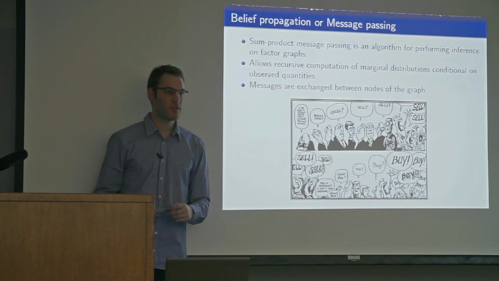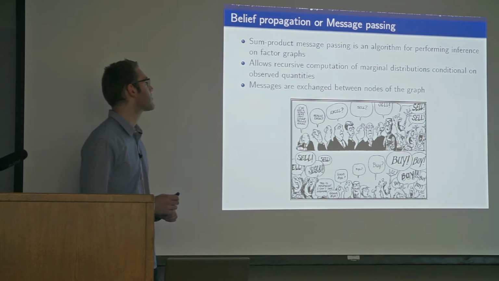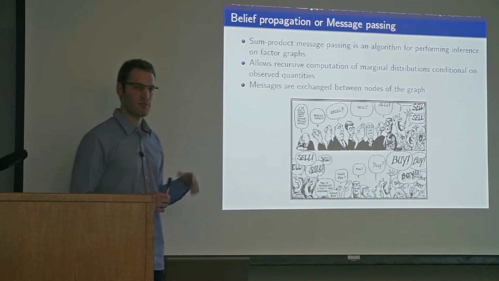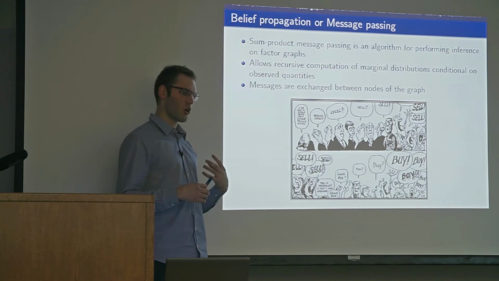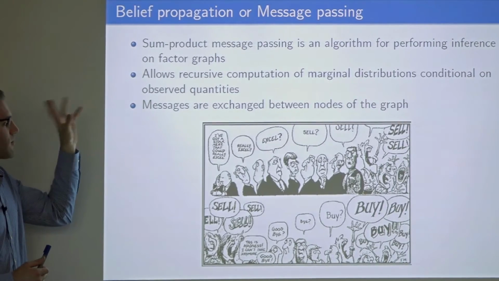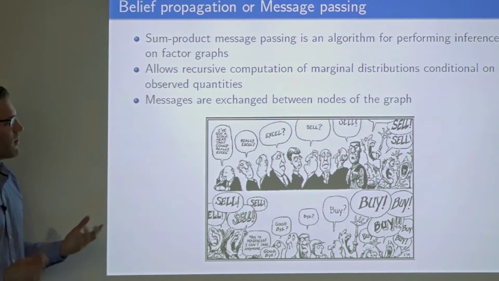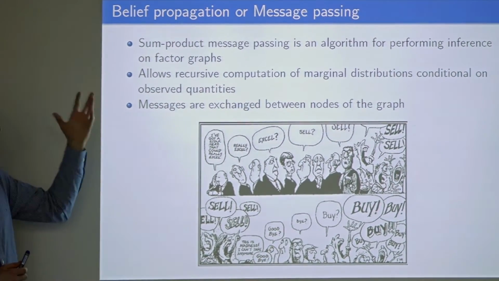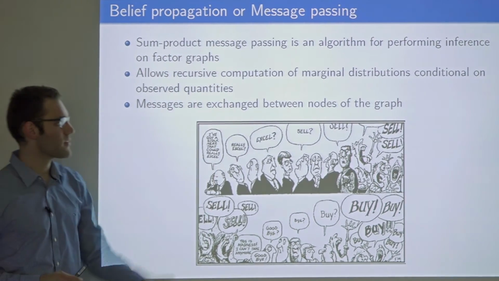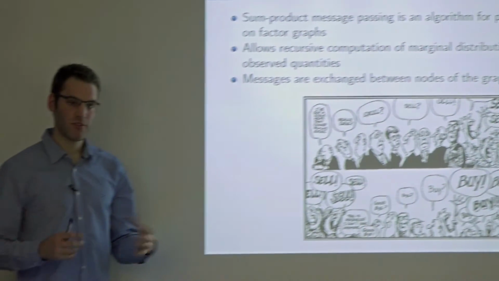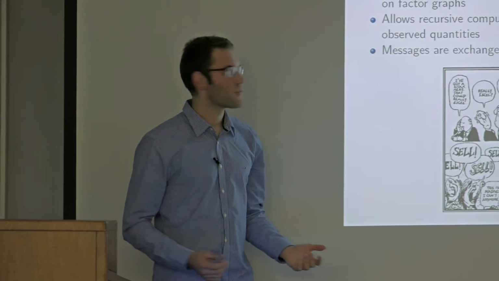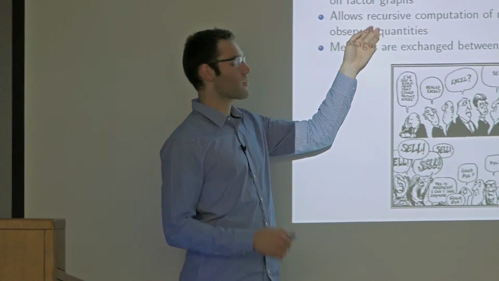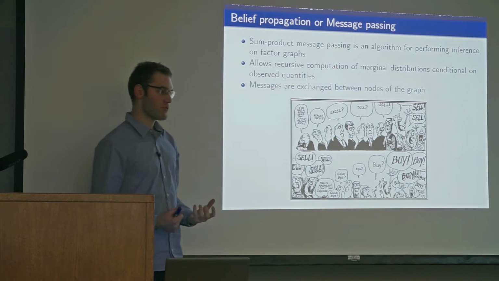So now let's get to the main algorithm with factor graphs. It's called either belief propagation or message passing. Belief propagation originated on Bayesian networks. The term was coined by Judea Pearl, who was quite a guru on Bayesian networks. This sum product message passing algorithm is used to do inference, that means to learn parameters in factor graphs. With it we can recursively compute marginal distributions.